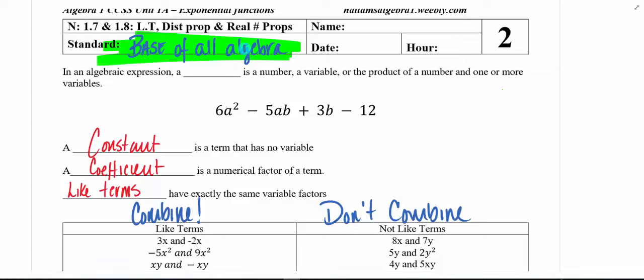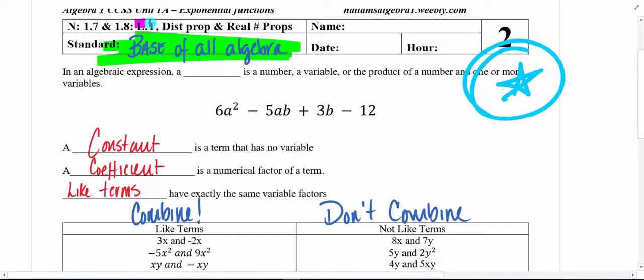This is the stuff that seems super easy, but when we get more complex stuff, you start to forget the base rules. So now that we've got that out of the way, let's talk about some of the things we're going to do today. We're going to look at like terms, and there's a little LT to stand for that, and we're going to explore the distributive property in this particular notes. And in the next notes, 1.8, you'll talk about real number properties, which is also as important.